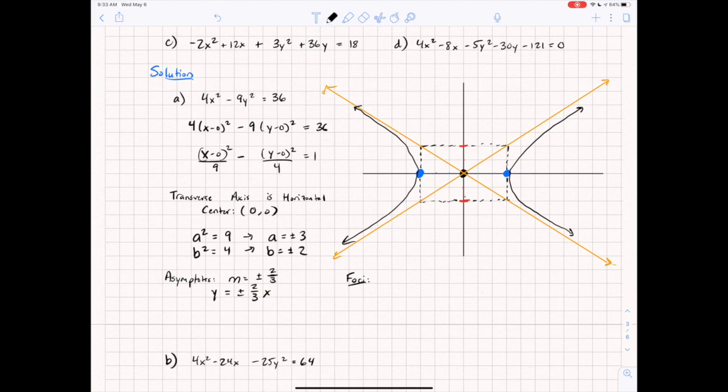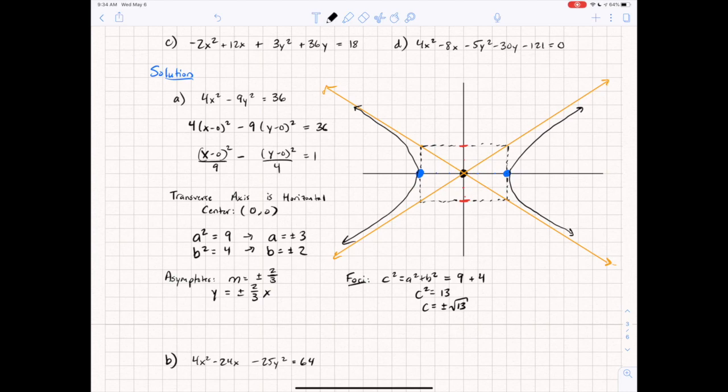So the foci, remember, is c squared is equal to a squared plus b squared. So very similar to Pythagorean. A squared was, again, 9. B squared is 4. Make your life easy. They tell us that, remember. And so then I get c squared is equal to 13, or c is plus or minus root 13.